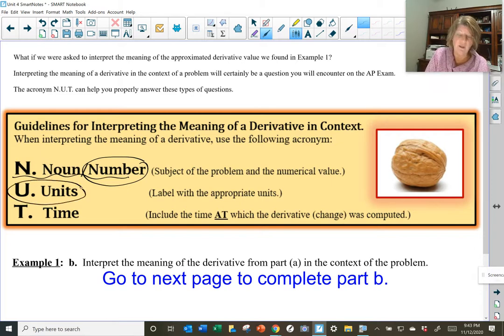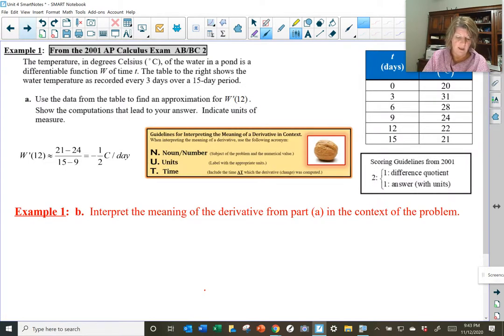We want to talk about the units in our explanation as well as at what time this occurred, okay? So that would be like our 12 that we were calculating for. So include the time at which it occurred. I brought in the answer and get a little Celsius in there.